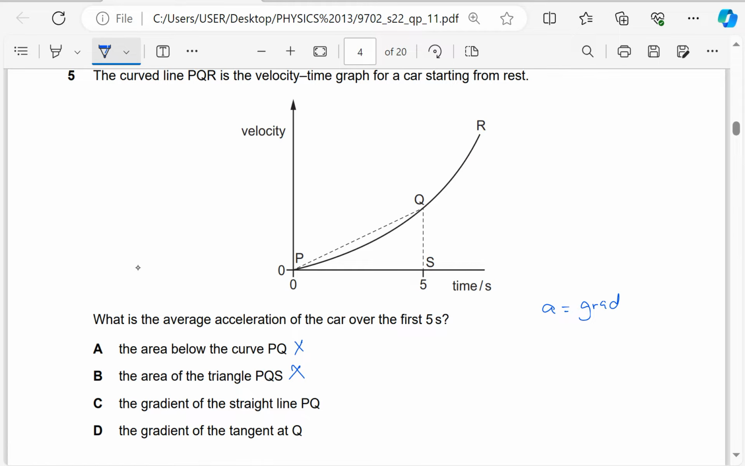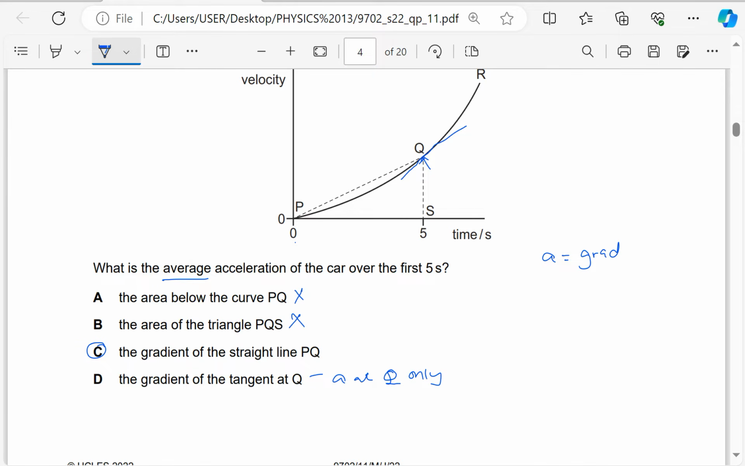The gradient of the tangent at Q. So the answer is going to be C, the gradient of the straight line PQ, because we want average acceleration from 0 to 5 seconds. Why is Q wrong? When I find the tangent at this point here, I'm only finding the acceleration at Q. But since we want the average, then it should be the gradient of the straight line PQ. So the answer is going to be C. A and B are wrong because area under the curve cannot be acceleration. Acceleration is the gradient.